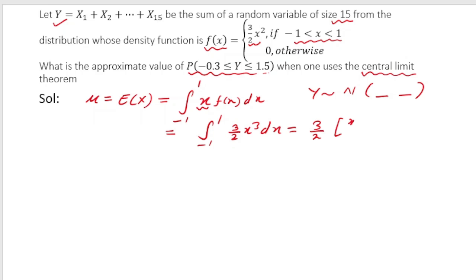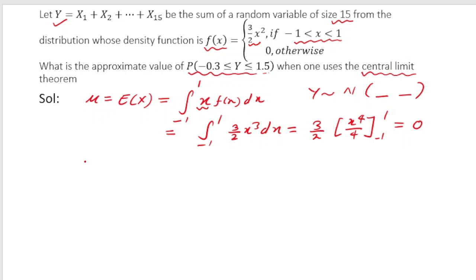But I am not using that property, as some of you might not be aware of it. So I am integrating from -1 to 1. If I put the upper limit it becomes 1 by 4, and the lower limit also gives 1 by 4. So the mean of this distribution, that is of the random variable X, is equal to 0.